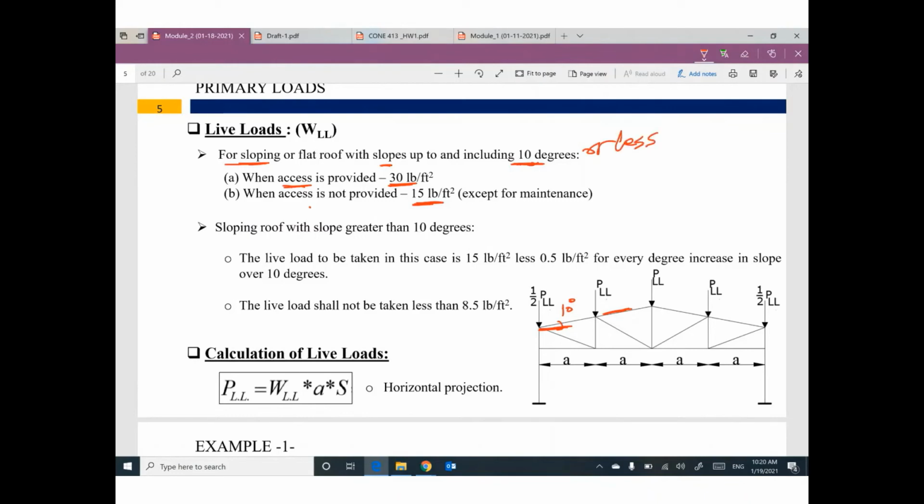Okay, you said if the sloping is 10 degree or less. What will happen if you have a sloping with angle greater than 10? What should I do? The live load will be 15 minus 0.5 time every degree greater than 10 degree. I'm sorry, I cannot understand this point.